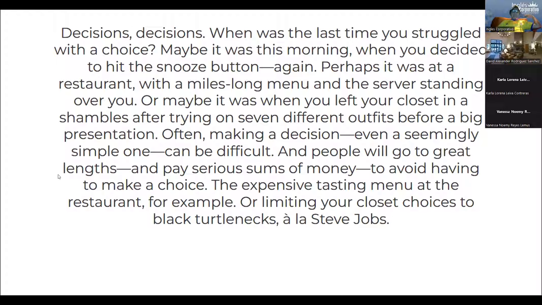So in this case, it's like a lot of money to avoid having to make a choice.